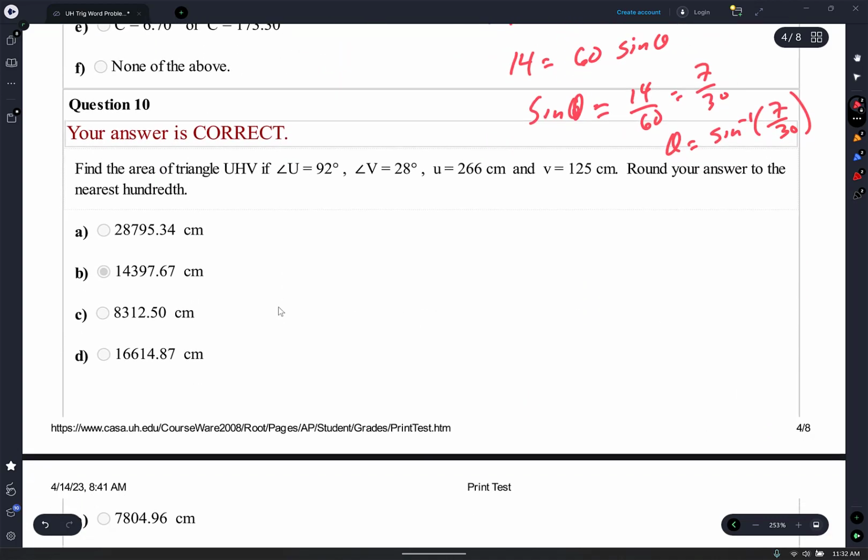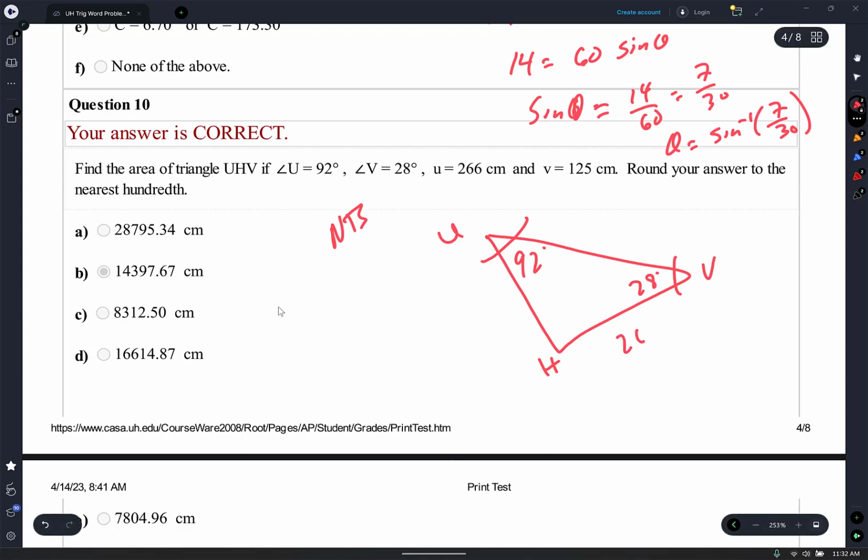All right, find the area of triangle UHV. Okay, so UHV, not to scale, where angle U is 92 degrees. Obviously that does not look like 92 degrees, but it's not to scale. Angle V is 28 degrees, and little u is 266, and little v is 125. So they're trying to trick us. In order to find the area of this triangle, you need to figure out what this angle is.